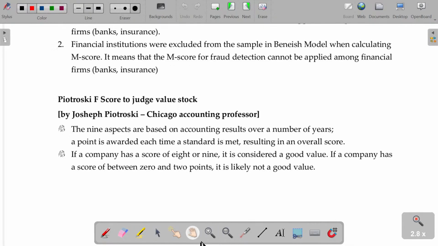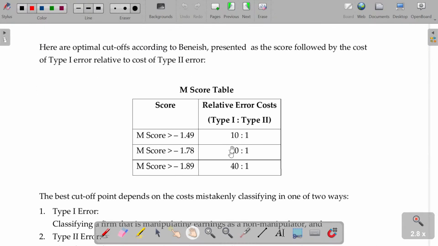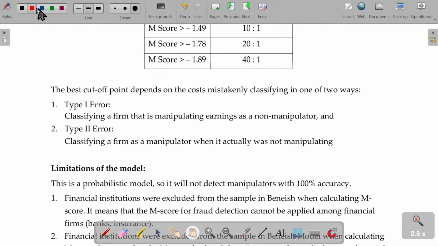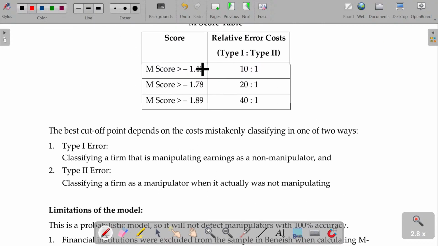And apart from that, here are some errors in the Beneish model. We have type 1 and type 2 errors. So we have the chance to get errors also. If the M-score is greater than minus 1.49, the relative error cost of type 1 error being 10:1 with respect to type 2. You no need to worry about that. So we have two types of errors in case of statistical analysis. At your research period, you will study. But for the CMA level, more than enough.